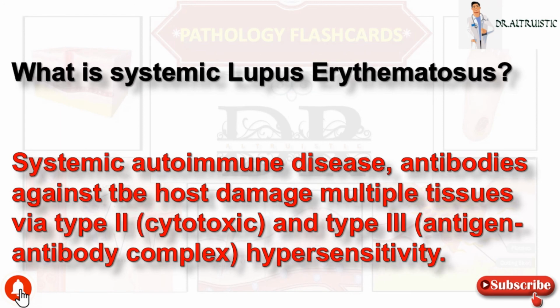What is systemic lupus erythematosus? A systemic autoimmune disease in which antibodies against the host damage multiple tissues via type 2, cytotoxic, and type 3, antigen-antibody complex, hypersensitivity.